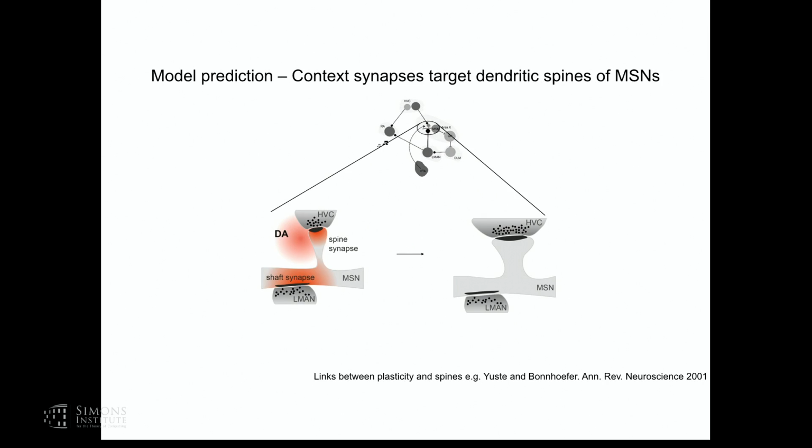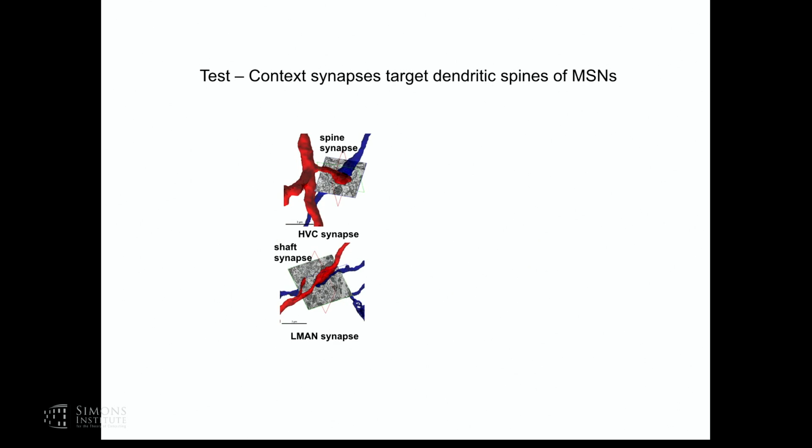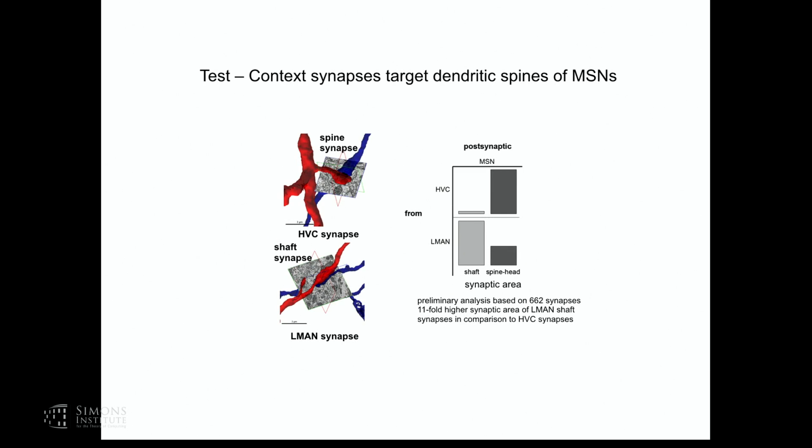So I'll skip the details because it gets a little bit involved here, but basically the prediction is borne out: we find that the axons that come in from HVC almost exclusively terminate on spines, as opposed to ones from LMAN, which have a broader distribution but are mostly on the shafts. And so at least this is consistent with the idea of preferential connectivity supporting this form of plasticity, which is related to the model for reinforcement learning in this circuit.